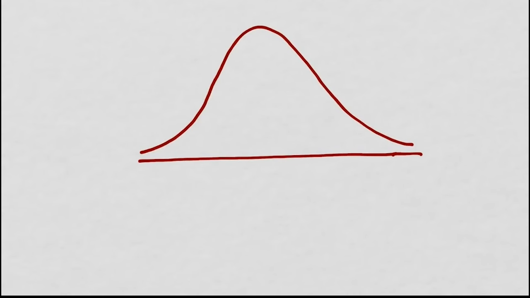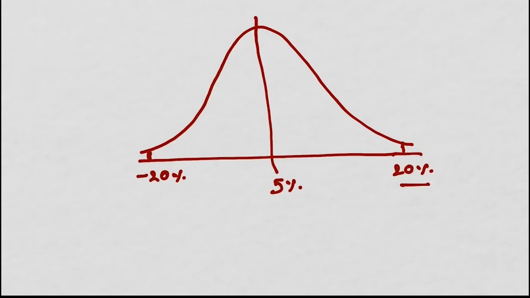Assume this is a nifty return distribution. Nifty return distribution. This is 5%. And there is a possibility that nifty gives a negative return, say 20% negative return and positive 20%. Okay? So this length tells you the probability of the outlier. So 20% positive or 20% negative is the probability of outlier.